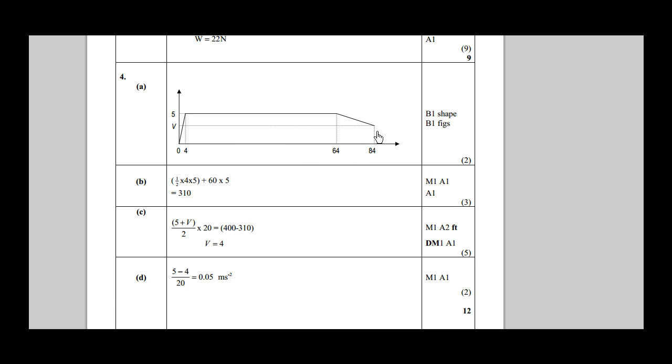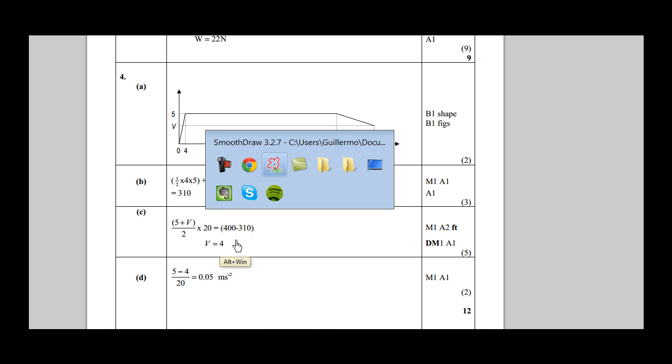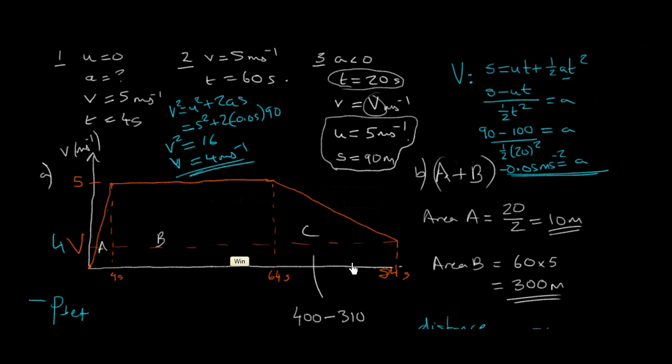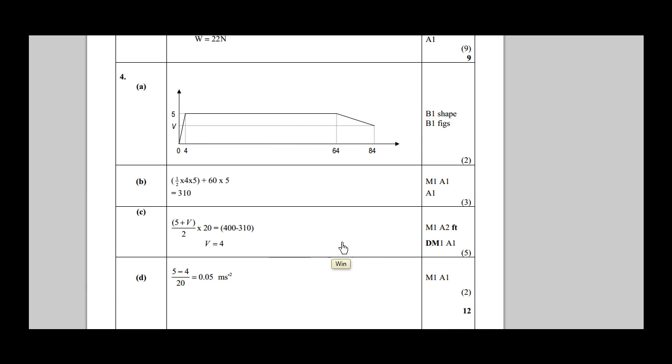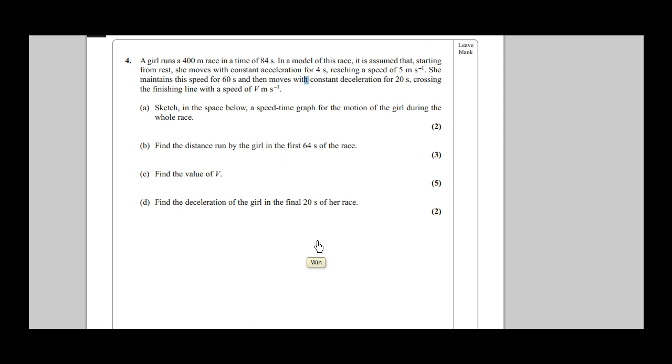And here in the mark scheme they have 310 for the first answer, which we got correct, 4 for v, and 0.05 meters per second squared for the acceleration. So that was all, it didn't take too long, and that was for how many marks? That was for 5, 10, 12 marks. So that was a pretty friendly question. Hopefully you found that okay.